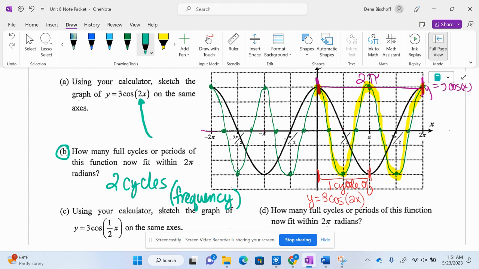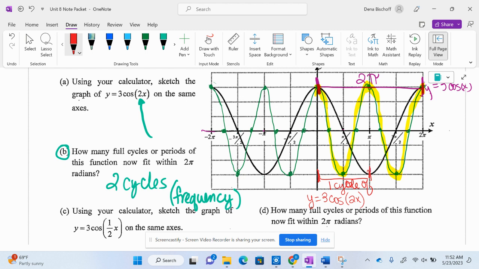So let's talk about example C. Example C says, using your calculator, sketch the graph of 3 cosine of half x on the same axes. So let's just talk about what you think is going to happen first. What do you guys think is going to happen, compared to the black graph? If one full period, one full 2 pi, is 1 cosine, what's going to happen if I multiply by 1/2? How much am I going to get completed in there? Yeah, I'm only going to be able to do half a cycle.